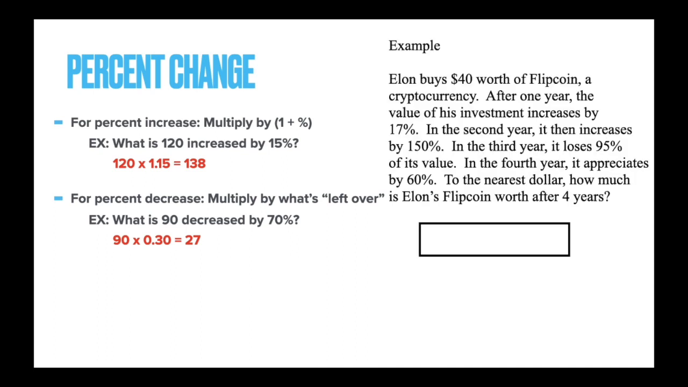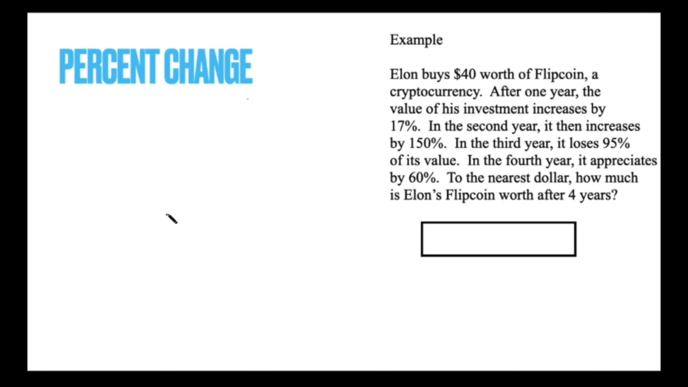Here's an actual word problem. Give it a shot. Let's take a look at Elon and his Flipcoin here. So he starts out with $40. And in the first year, this investment appreciates by 17%. So as we learned, we're just going to multiply this by 1.17. And when we do that, it comes out to 46.8. Great. So now he has $46.8 worth of Flipcoin.